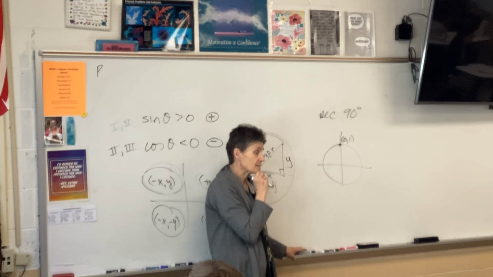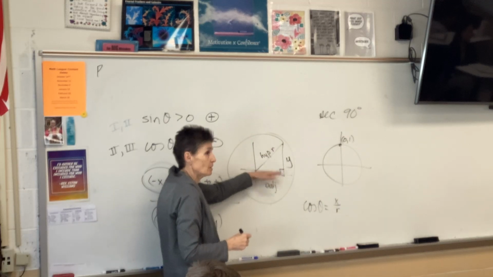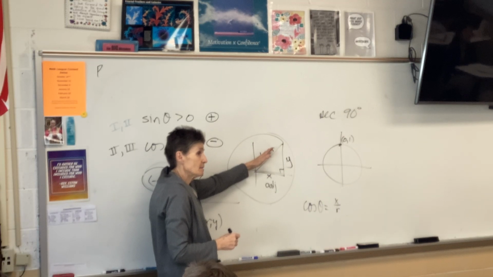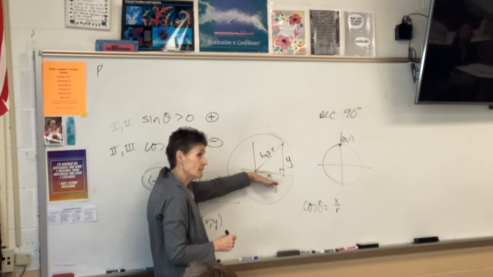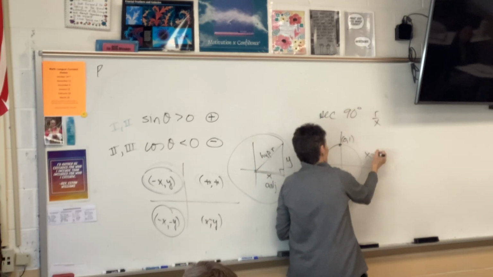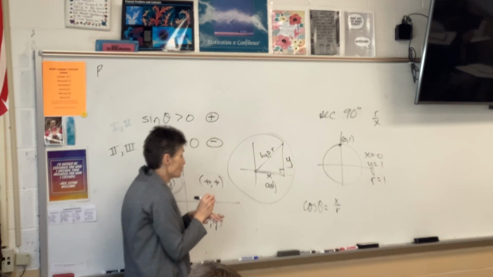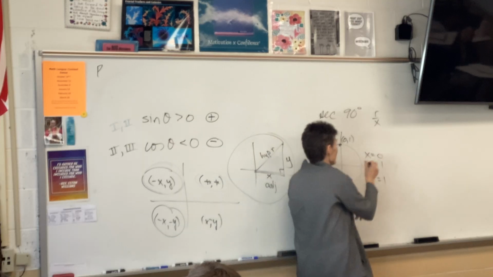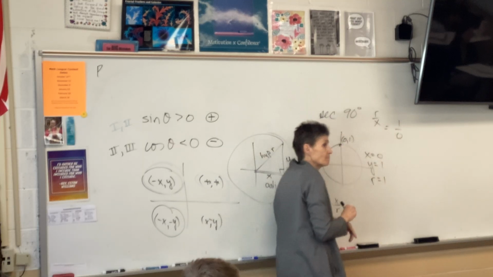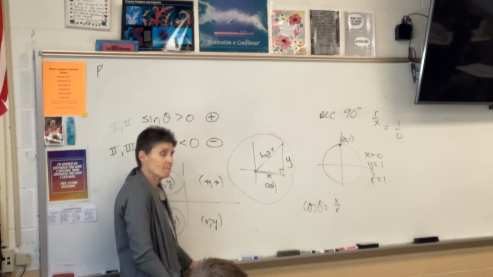Secant is the reciprocal of the cosine. Since cosine is x over r, adjacent over hypotenuse, then secant will be r over x. So in this situation with that angle, I know x is 0, y is 1, r is 1. R is always 1. So when I put r over x, what happens? I get a 0 in the bottom. And what about zeros in the bottom? They're not fine.